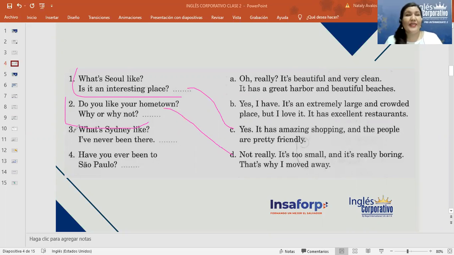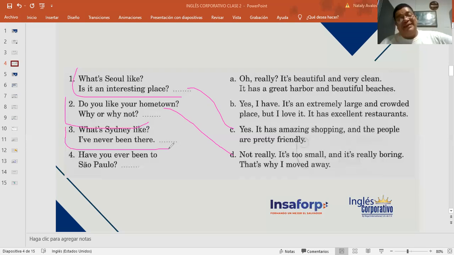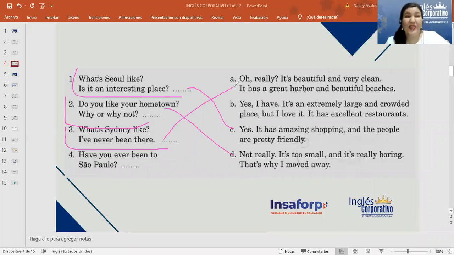What's Sydney like? I have never been there. Me too. Okay. That makes three of us. What's Sydney like? I have never been there. Oh, really? It's beautiful and very clean. It has a great harbor and beautiful beaches. Oh, really? You say. So when you say, I have never been there, the reaction would be like, oh, really?